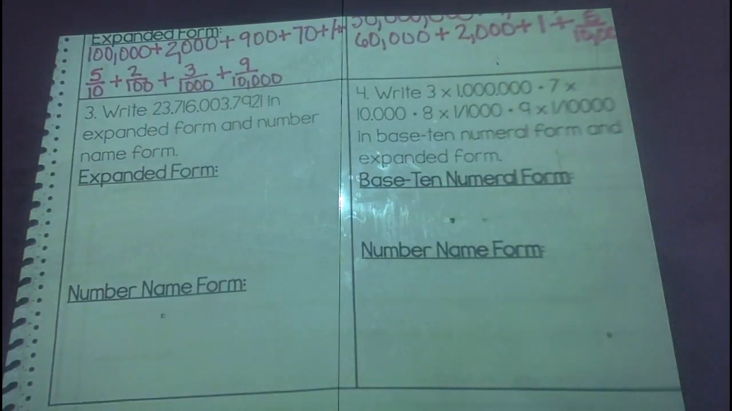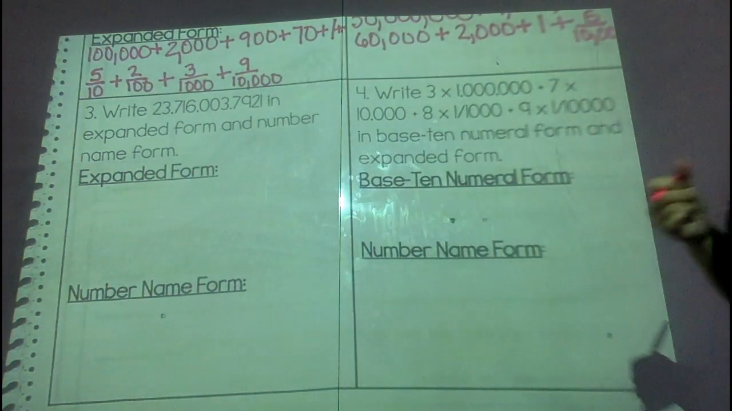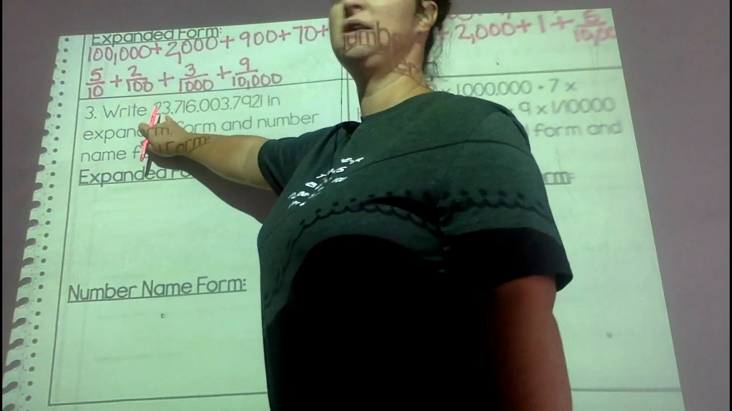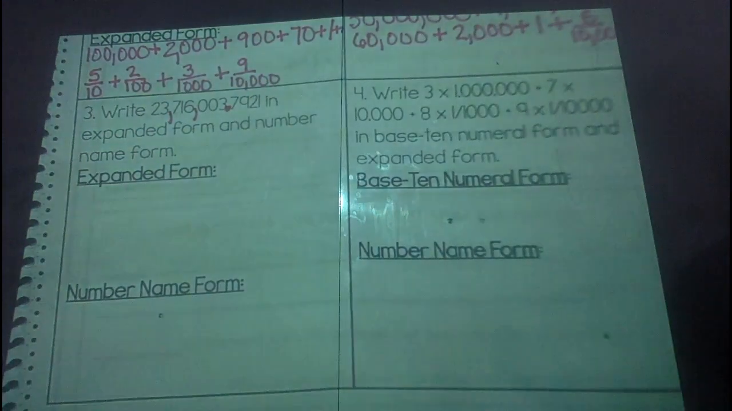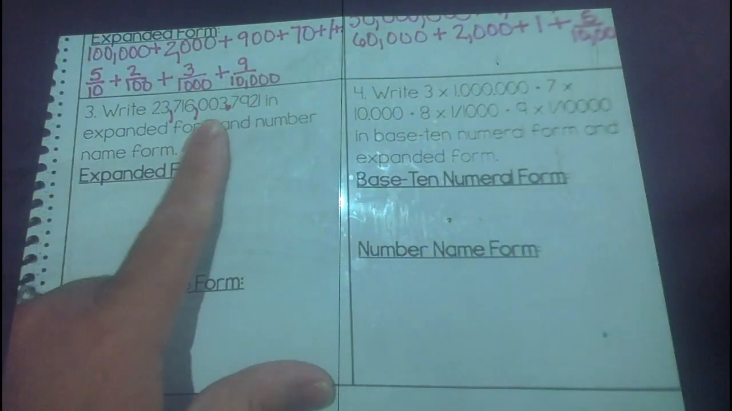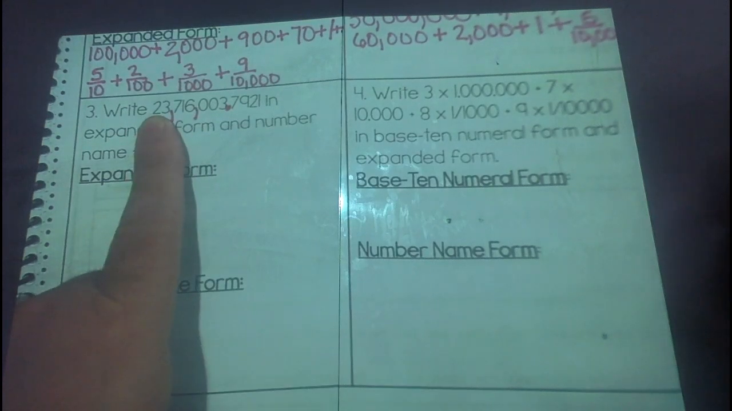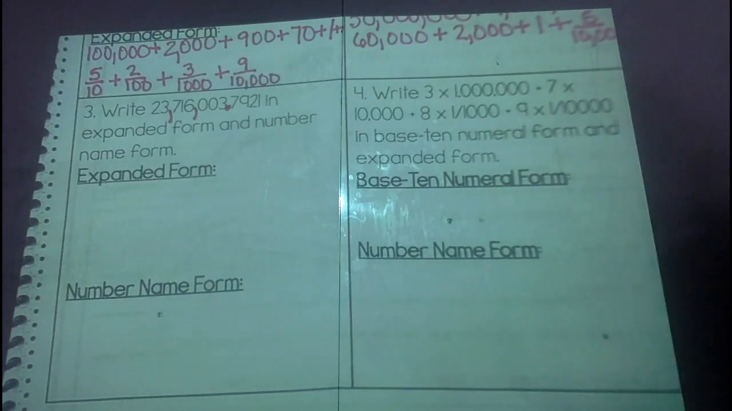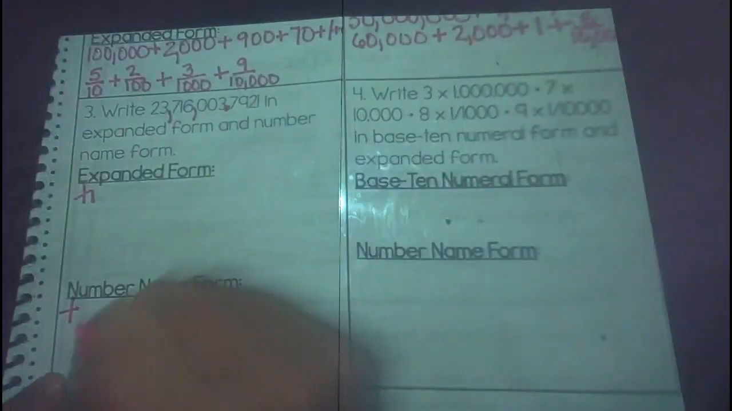All right, write this number in expanded form and number name form. All right, let's write it in number name first. So let's look. We have the 23. Let's put our commas and decimals in so we know. We got a comma here, and a decimal here. Okay, so we have ones, tens, hundreds, thousands, 10,000s, 100,000s, millions, 10 millions. So we've got 23 million. So 20, whoops, that's expanded form. Go down here to number name.